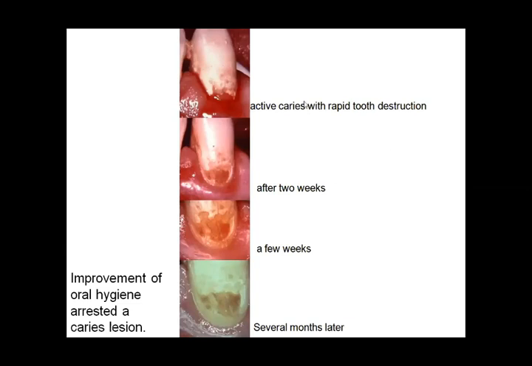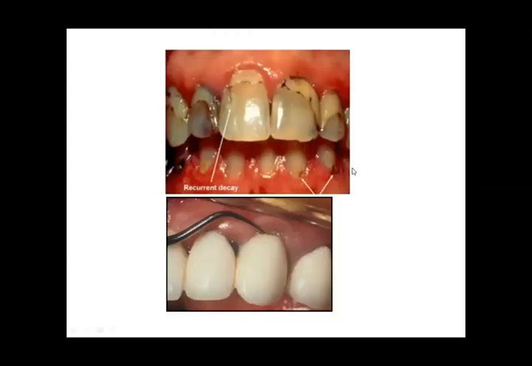Here you can see active caries with rapid tooth destruction. These are active, and then after a few weeks, several months later, improvement of oral hygiene arrested the caries lesion. For example, if you see suddenly active caries like this, but after that you start caring about the teeth, several months later they will stop growing. So this is the recurrent decay, for example.